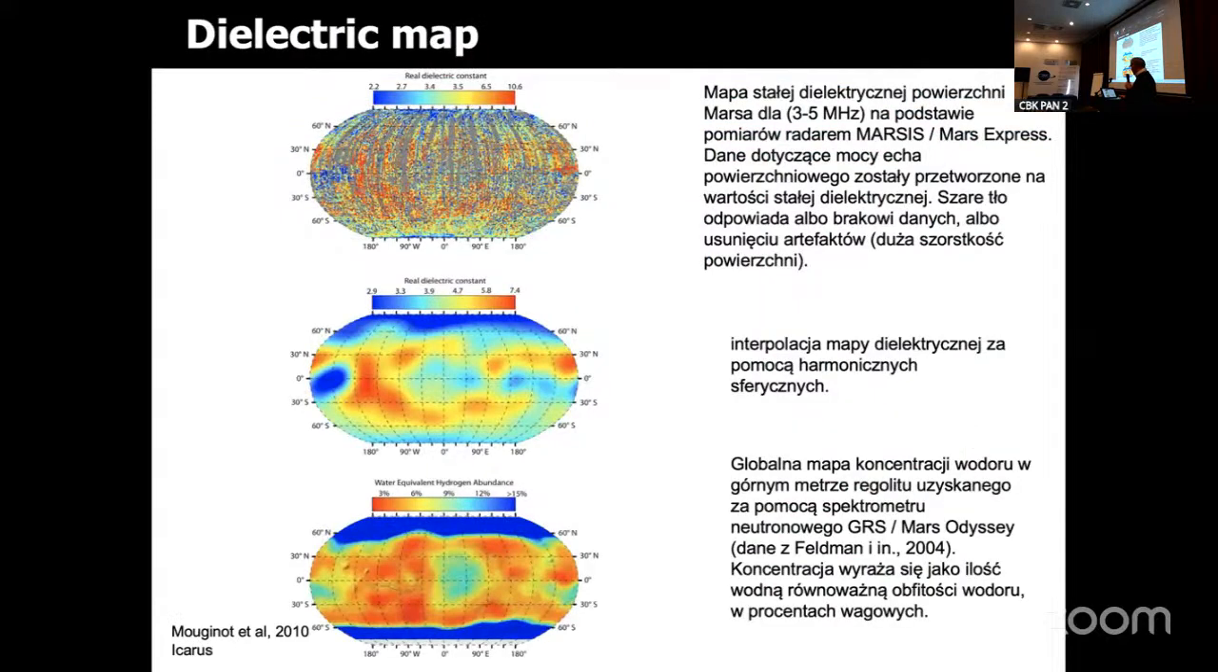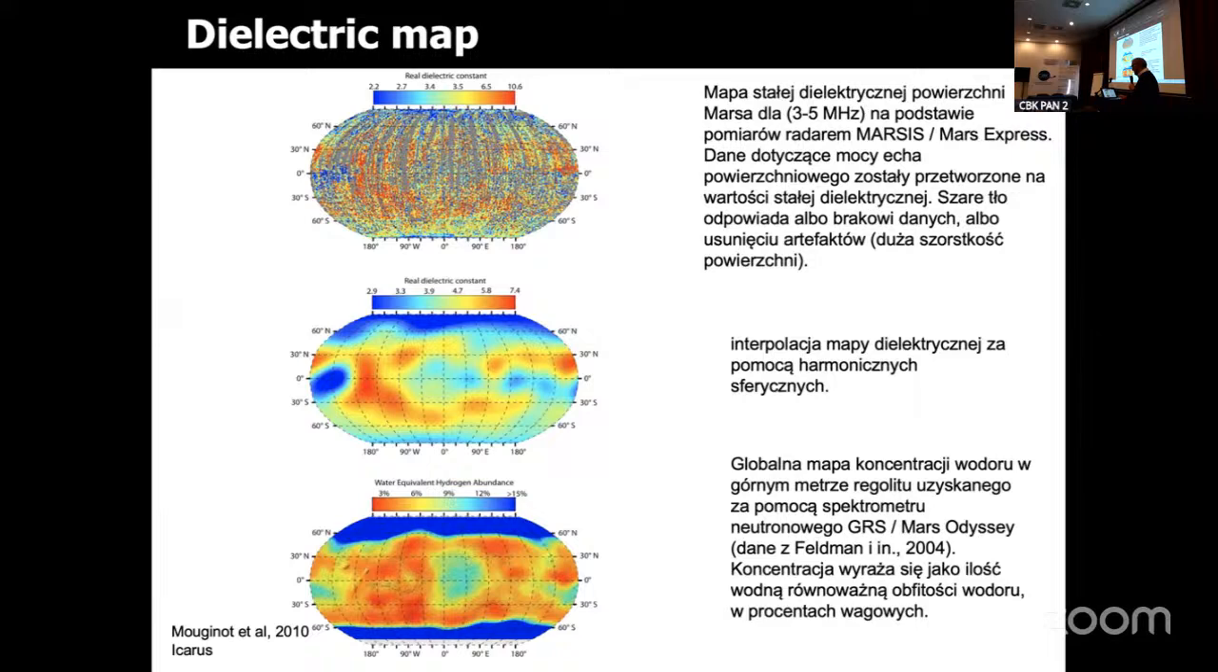And here we have, these are the measurements. This is a real dielectric map. You see that the whole north and south is in blue and green, which means these are low dielectric constants. The low means that there is probably water ice there.